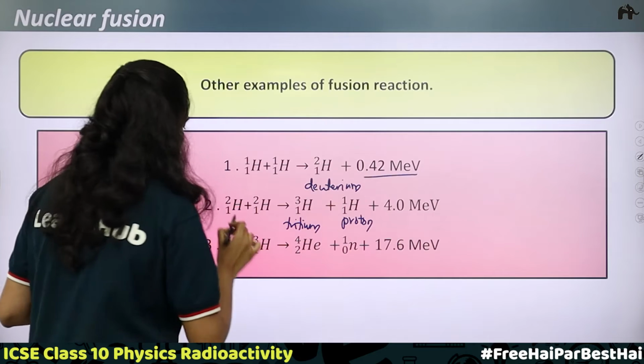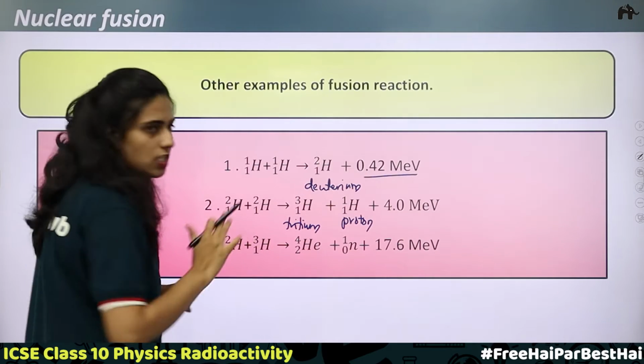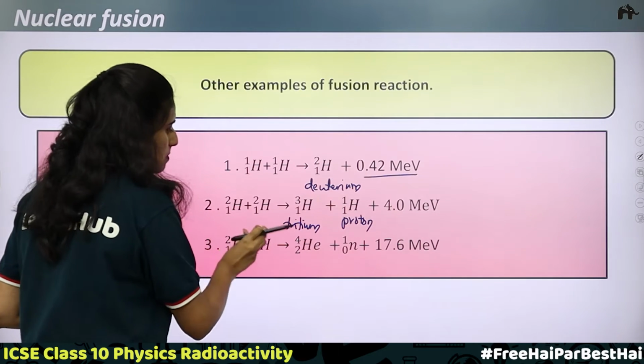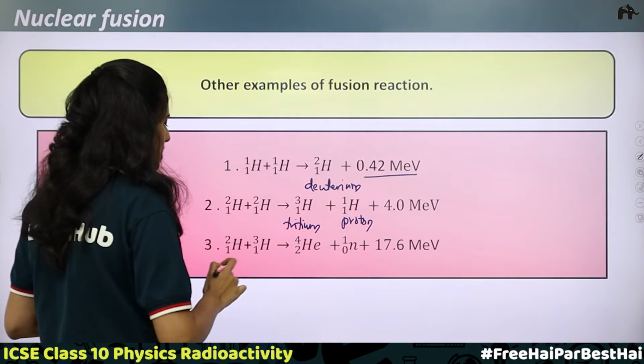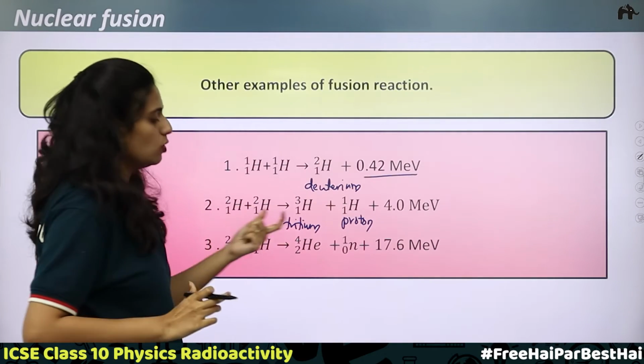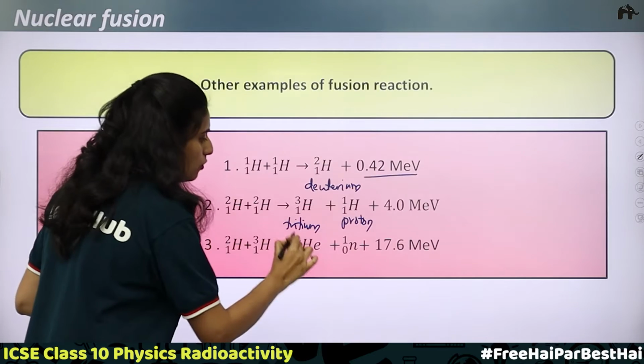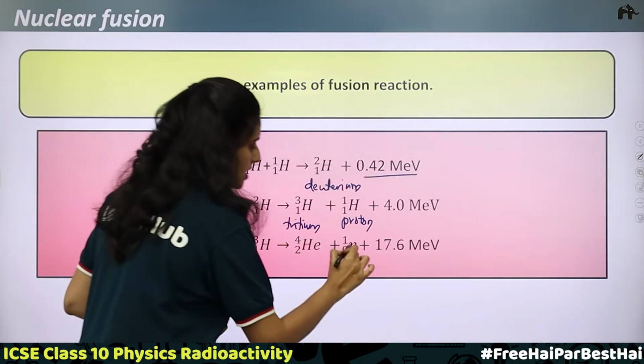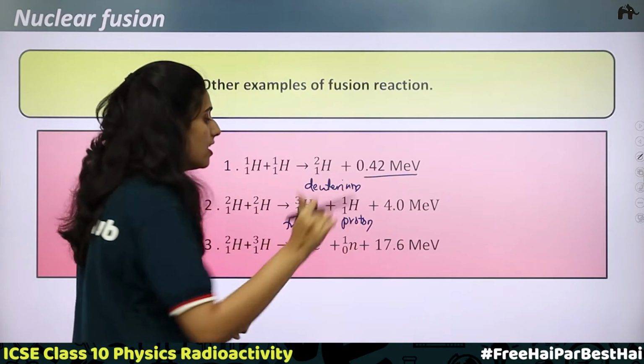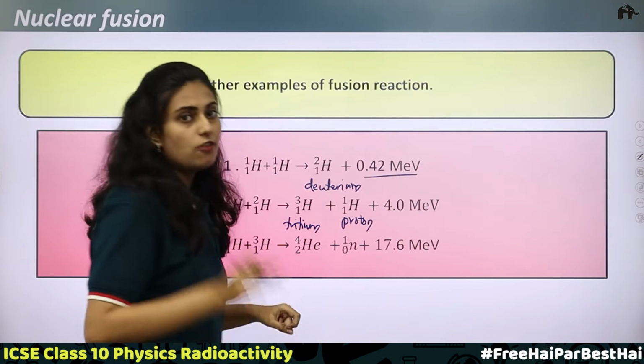Now, the third one, here a deuterium and a tritium is taken. Deuterium plus tritium. The first reaction that we have discussed, when deuterium and tritium is taken, you will be getting a helium 2, 4. With this, a neutron is released, N01. And 17.6 MeV of energy is released.